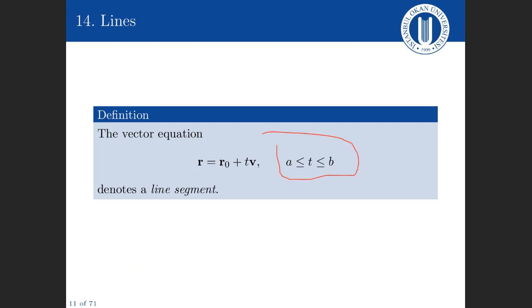Previously, we had an equation for a line in which t could be any real number. Let's suppose instead of saying t can be any real number, we restrict t to be between a and b. Then instead of a line which goes all of the way to infinity in each direction, we have a line segment. We have a line which has two ends. At one end we will have t equal to a, and at the other end we will have t equal to b.